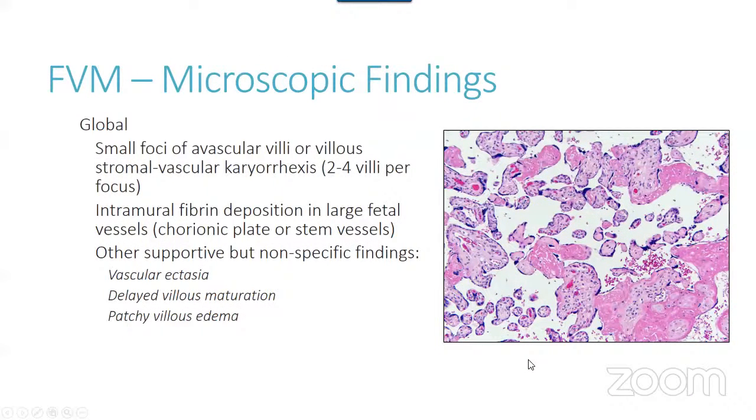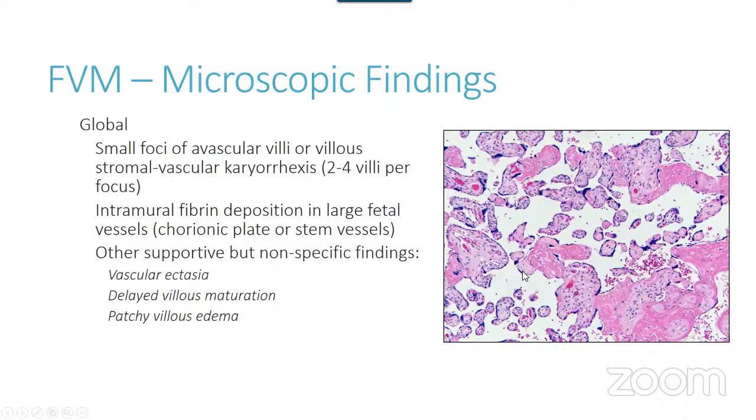So now we'll move on to the microscopic findings. Again, we're splitting this into global and segmental, keeping in mind that they often overlap. For the global pattern, what we usually see are small foci of avascular villi or villus-stromal vascular karyorrhexis. Remember, they're both stages of the same process, so it doesn't really matter which one. And by small, what we mean is 2 to 4 villi per focus.